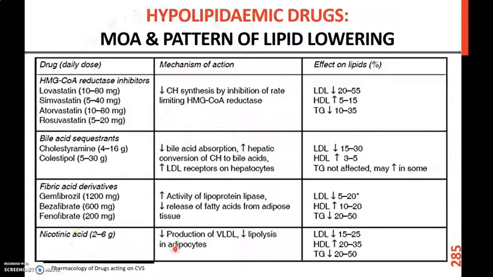Now coming to nicotinic acid, it will act by decreasing the production of very low density lipoprotein, and also it will act by decreasing lipolysis in adipose tissue. By the action of nicotinic acid, it will decrease 15 to 25% of LDL, and it will increase 20 to 35% of HDL, and it will decrease 20 to 50% of triglyceride level in the blood. So these are the different mechanisms of action and pattern of lipid lowering drugs.